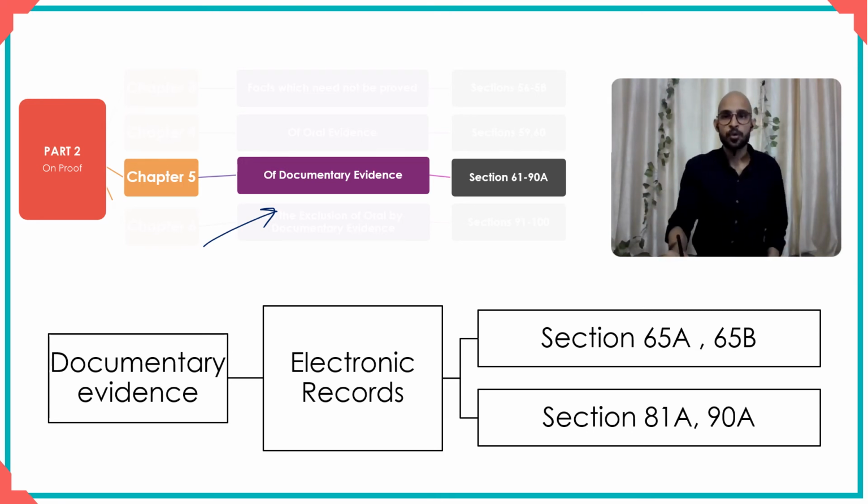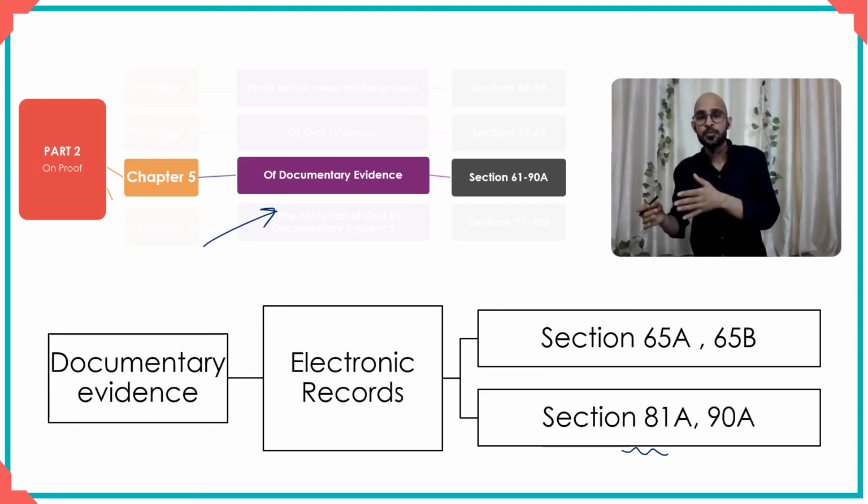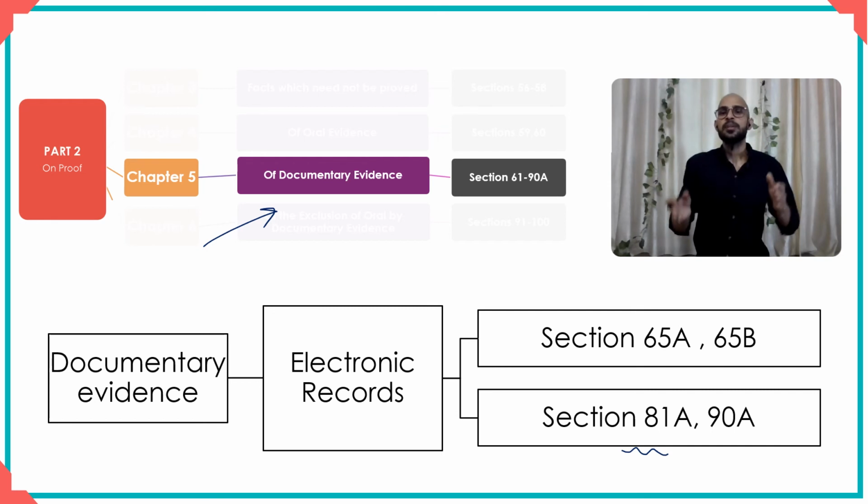Like, for example, we saw 81, right? 81 talks about newspapers and gazettes. So if there is an electronic gazette, well, 81A is for the electronic gazette. Likewise, we saw section 90, which was for the documents which have been executed 30 years ago, and 90A deals with electronic records which were executed 5 years ago. So you get the idea, it's like a parallel.